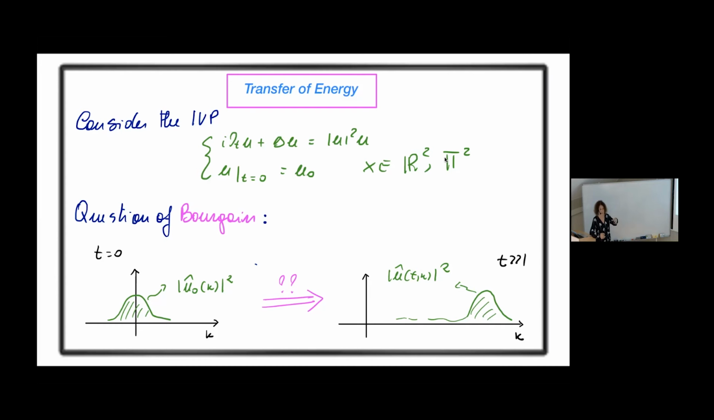And here you have your initial data. You would really like to start by saying that u0 has finite mass and finite energy, which is the Hamiltonian. Now, the question of Bourgain, the way he phrased it, was the following. Suppose that at time zero, I'm giving you this graph, the representation of the energy spectrum.